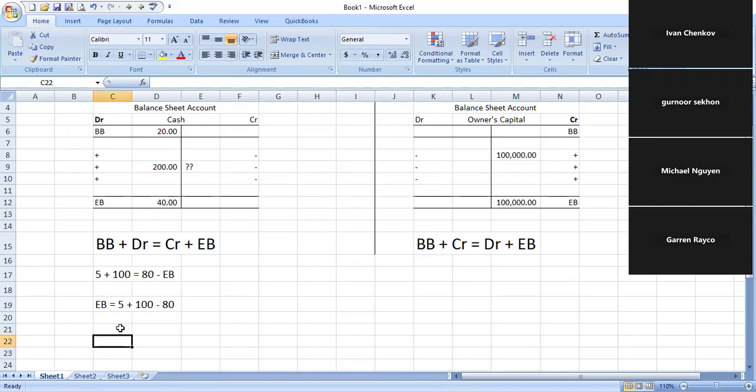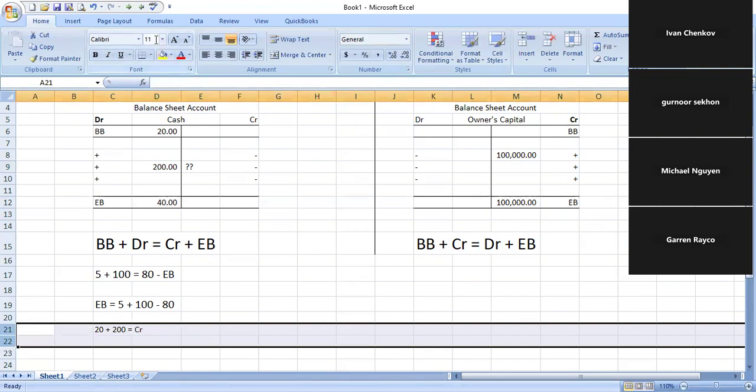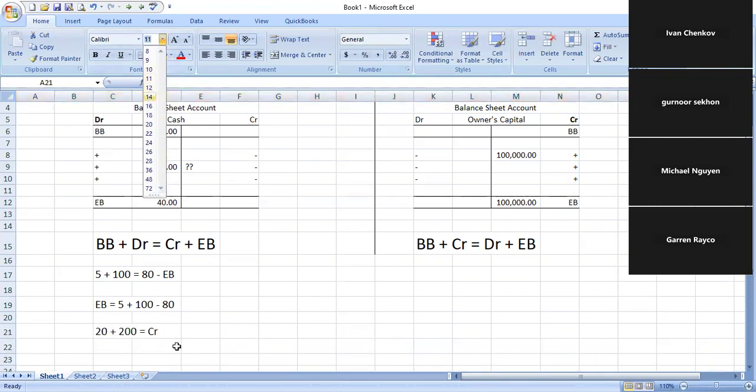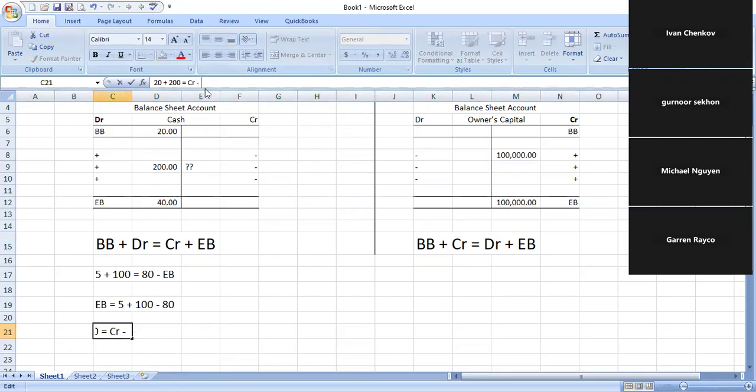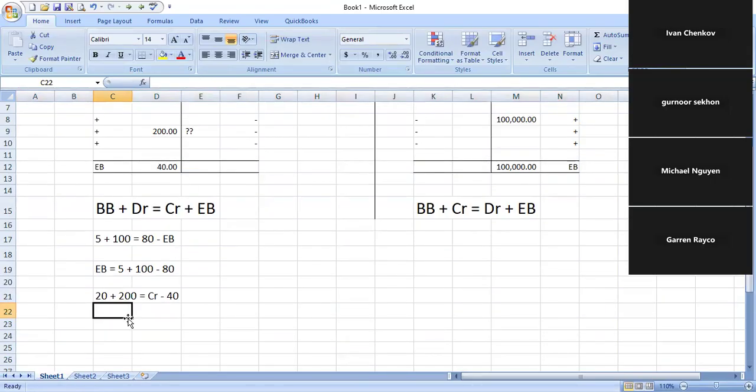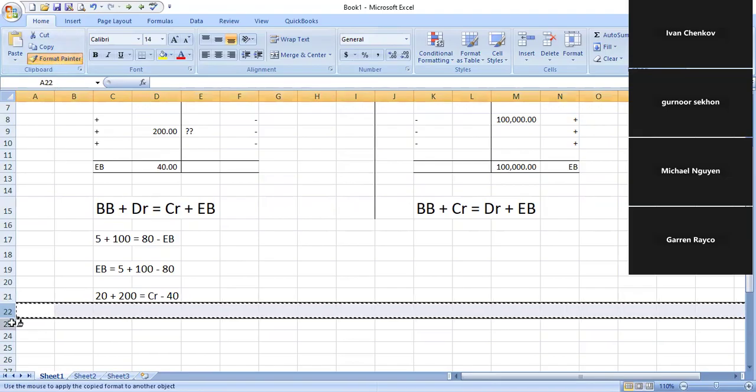What am I going to do? 20 is what I have, plus 200 is what I get, should be equal to credit, which I spent, but I don't know how much I spent, minus ending balance, which is 40. So the question is, how much is my credit? That's all we have to do. We have to figure out how much is my credit.